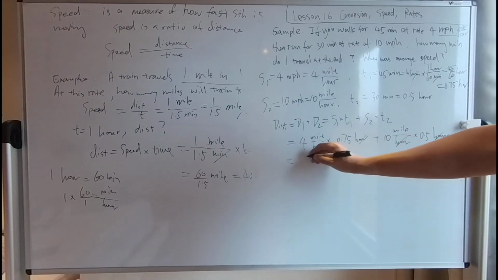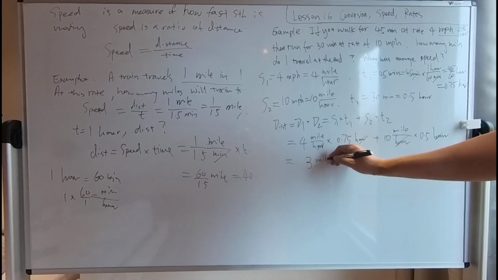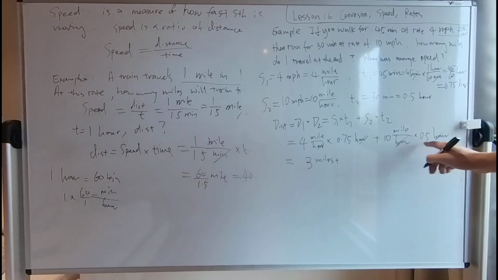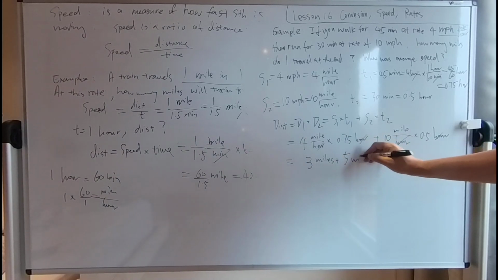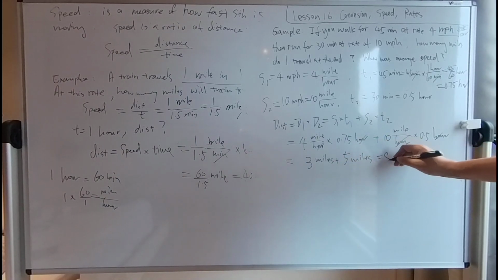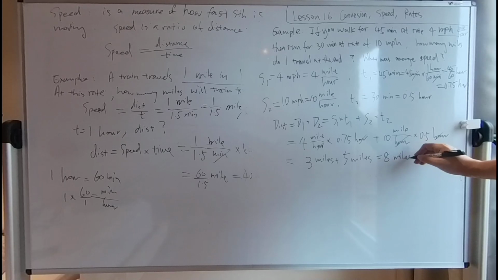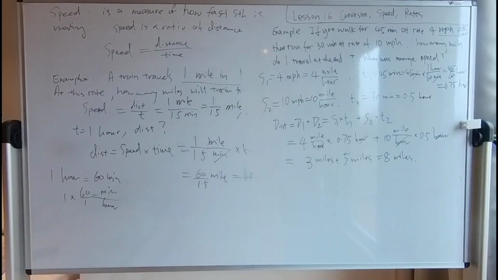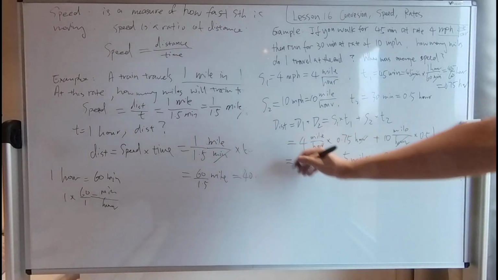So this is just 3. So it's 3 miles plus this 5 miles. So totally that's 8 miles. That's the total distance I travel. And then the average speed, because I already know the total distance.